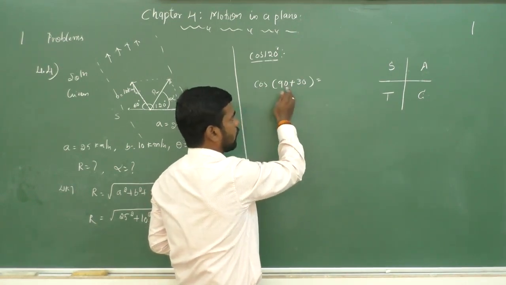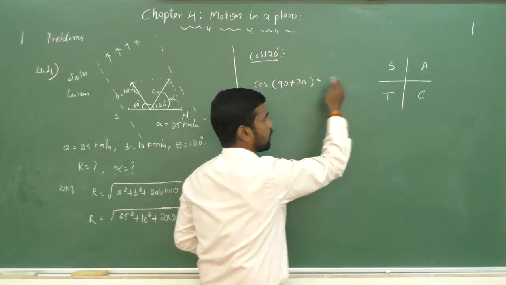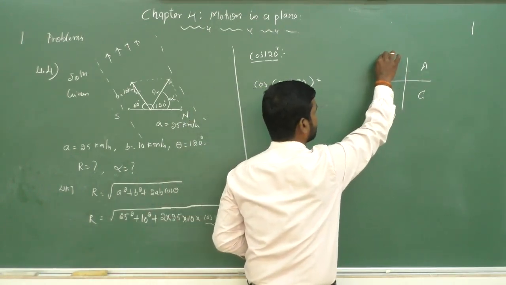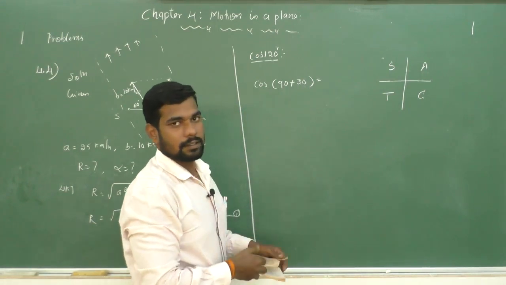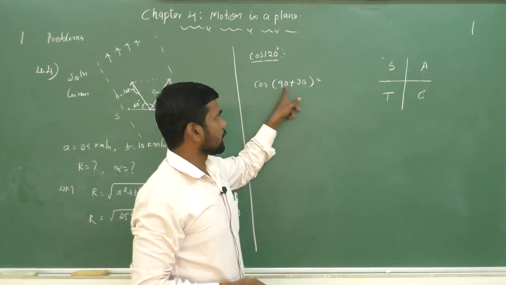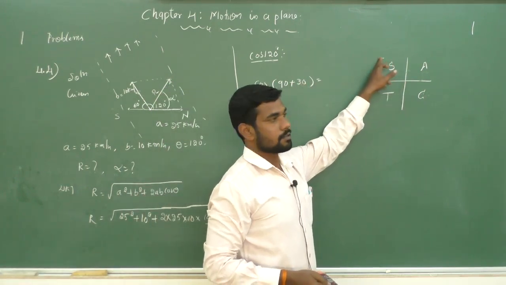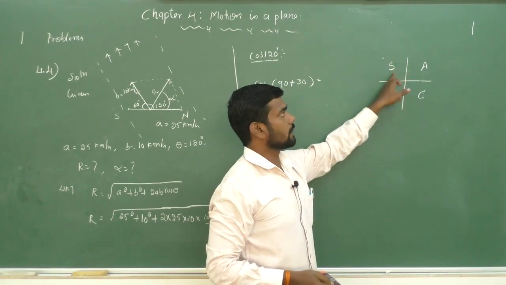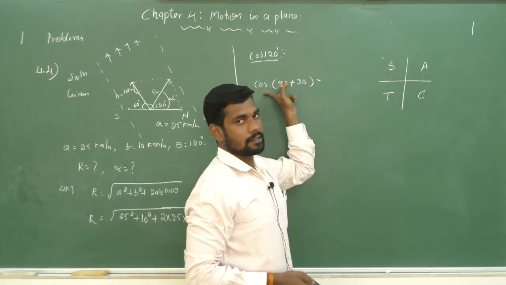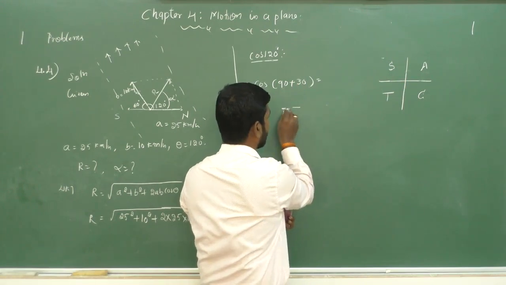Just see, cos 90 plus 30 means it will come in the second quadrant. In the second quadrant only sin will take positive, but here it is cos, so cos will take a negative value.